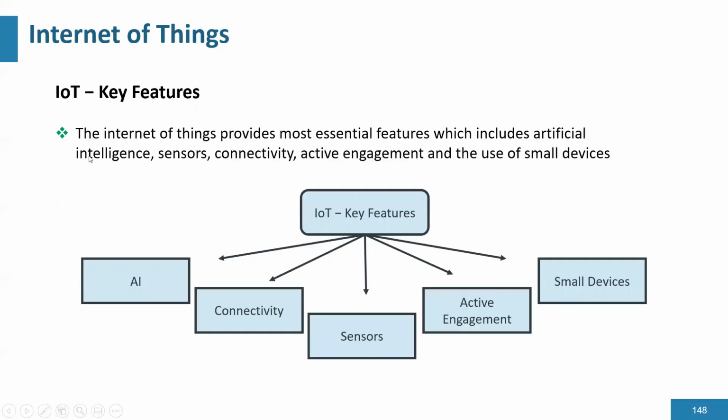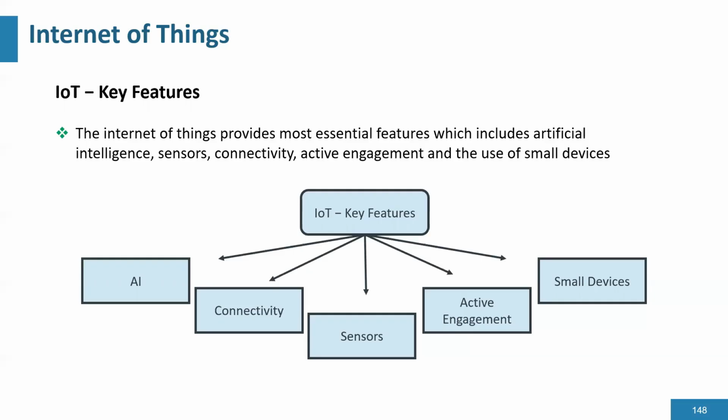So as we try to look into the deeper features of IoT, the Internet of Things helps you to provide the most essential features, which include sensors, connectivity, active engagement, and the usage of smaller devices.